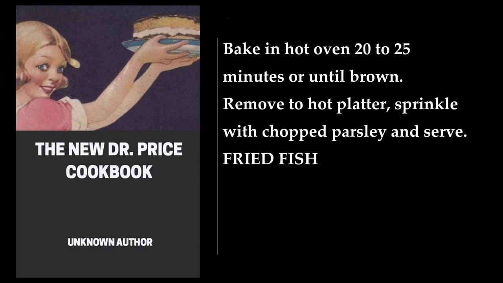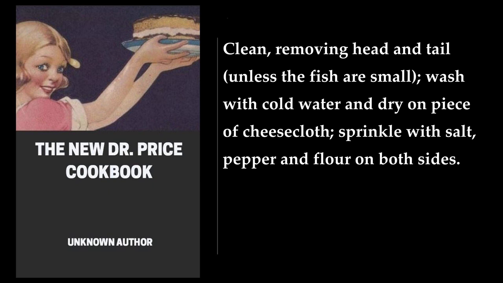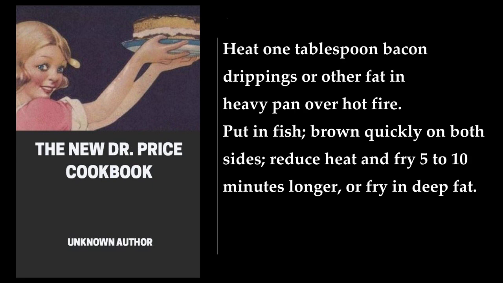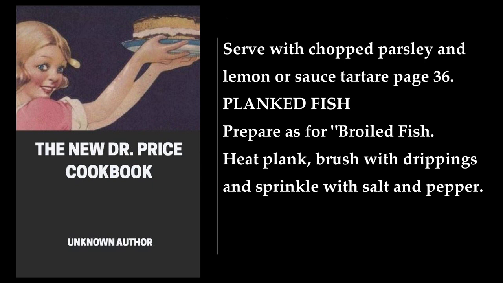Fried fish. Clean, removing head and tail, unless the fish are small, wash with cold water and dry on piece of cheesecloth, sprinkle with salt, pepper and flour on both sides. Heat 1 tablespoon bacon drippings or other fat in heavy pan over hot fire. Put in fish, brown quickly on both sides, reduce heat and fry 5 to 10 minutes longer, or fry in deep fat. Serve with chopped parsley and lemon or sauce tartare.